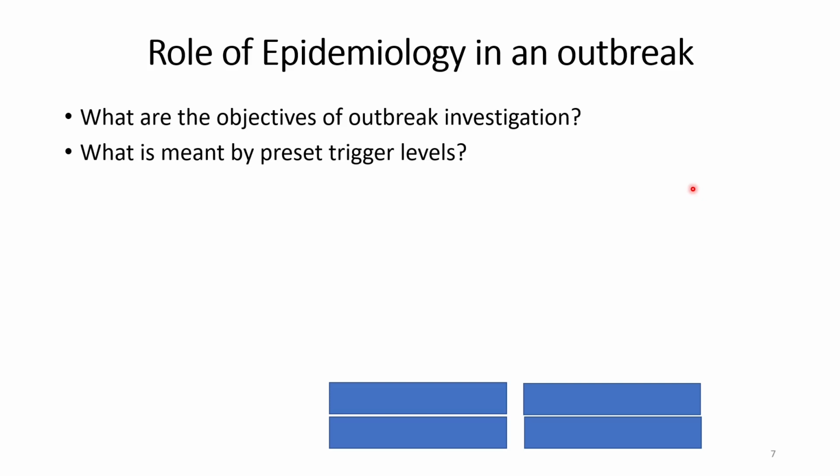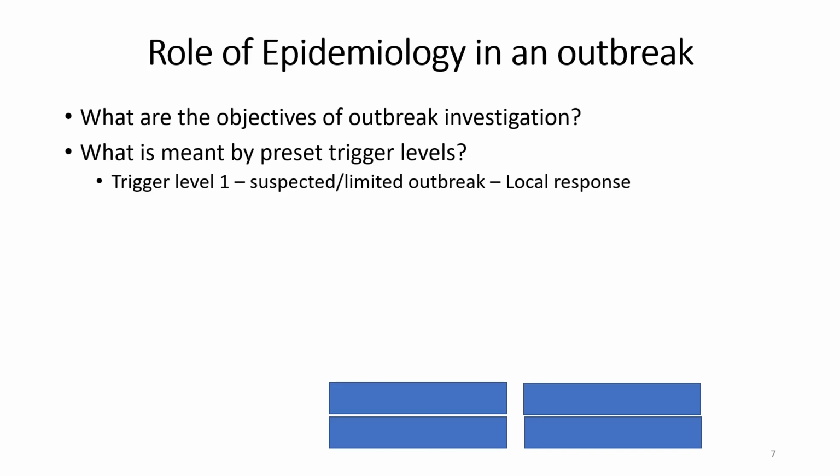Okay, here comes the next question. Who should respond to what? Should WHO respond if there is a case of food poisoning at your hostel? So, there are preset trigger levels for diseases that are identified with specific responses at various levels. The levels depend on the epidemic potential, case fatality, and prevalence of the problem in the community. Now let us see what the three trigger levels are. Trigger level 1 is that if there is a suspected or a limited outbreak, then it warrants a local response.